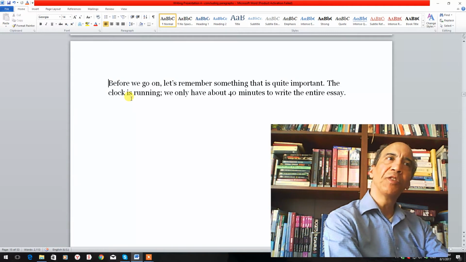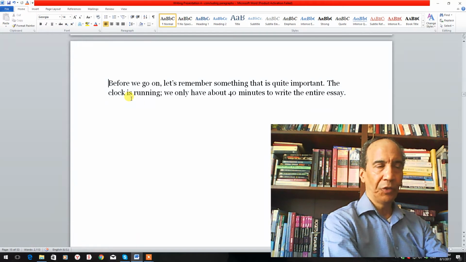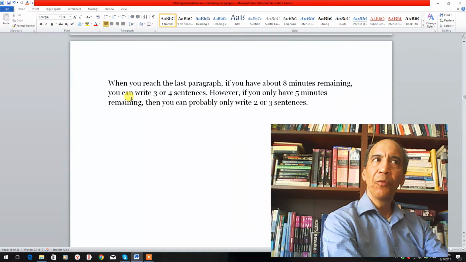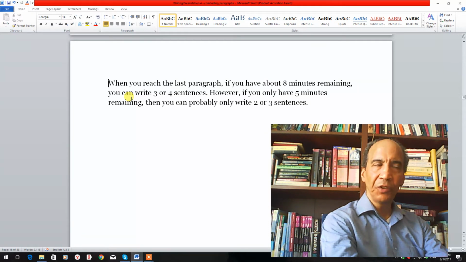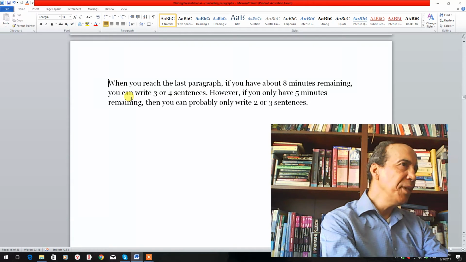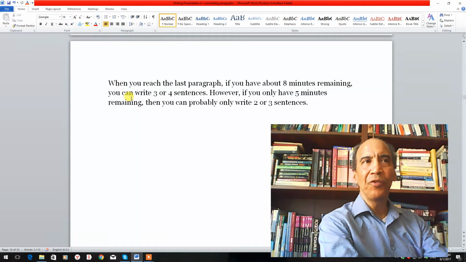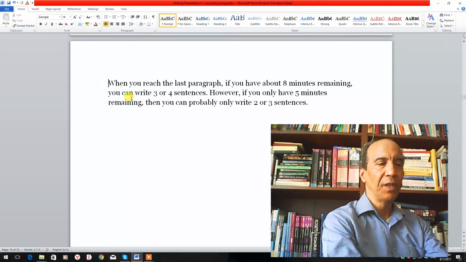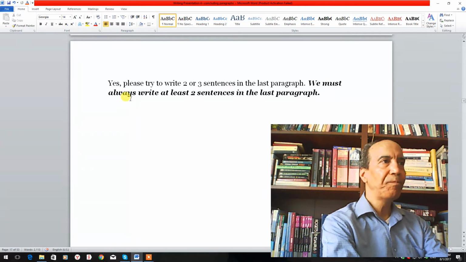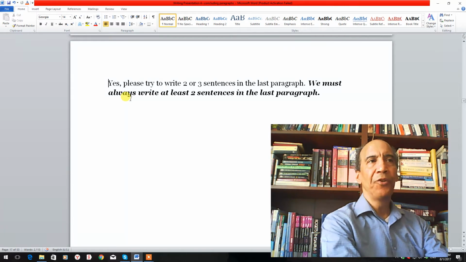Before we go on, let's remember something that is quite important. The clock is running. We only have about 40 minutes to write the entire essay. When you reach the last paragraph, when you're just going to start it, and you notice that you have about 8 minutes remaining, then you can write 3 or 4 sentences. But if you only have 5 minutes left, then you can probably only write 2 or 3 sentences. Of course, it all depends on how easy it is for you to write. But yes, please try to write 2 or 3 sentences in the last paragraph. We must always write at least 2 sentences in the last paragraph.